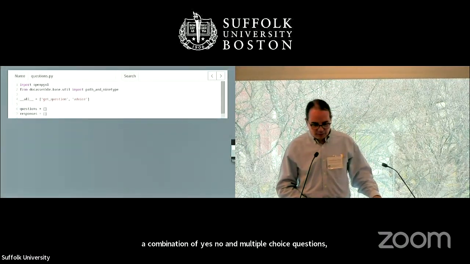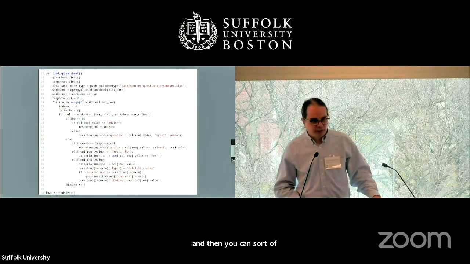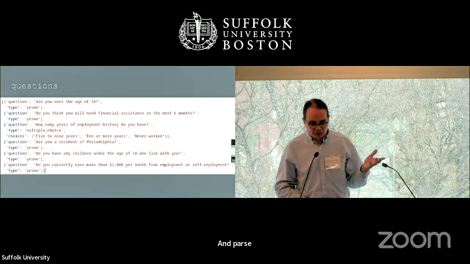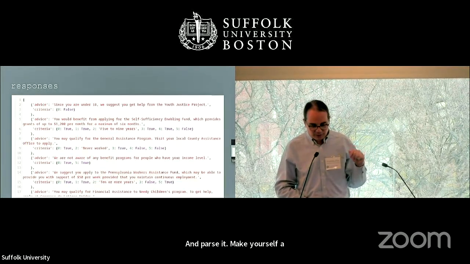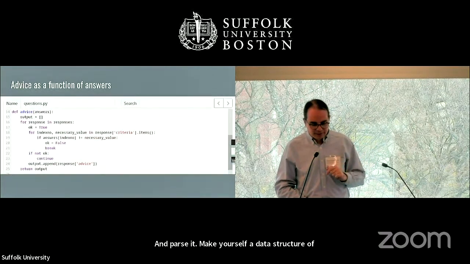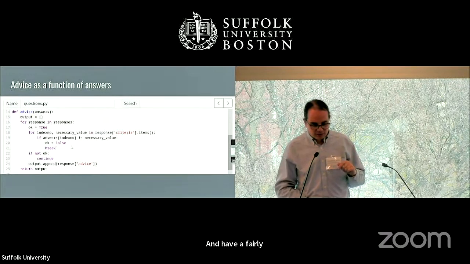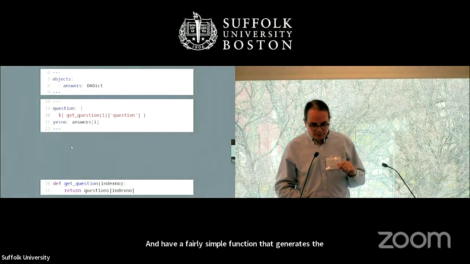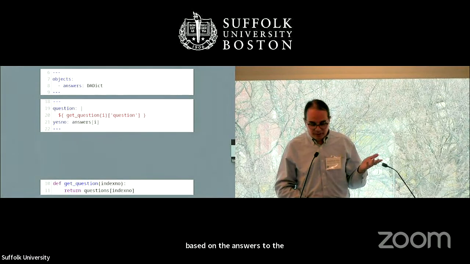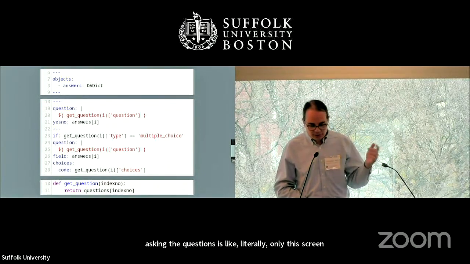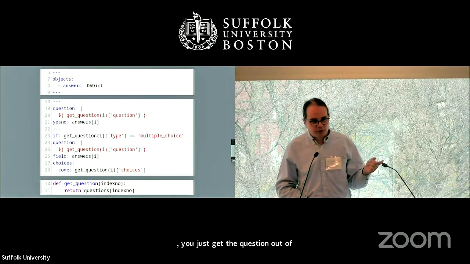And then you can grab that spreadsheet and parse it, make yourself a data structure of questions, a data structure of responses that's machine readable, and have a fairly simple function that generates the advice based on the answers to the questions. And then actually asking the questions is literally only this screen. You just get the question out of the spreadsheet and pose it. You pose it differently if it's a multiple choice question versus a yes/no question.